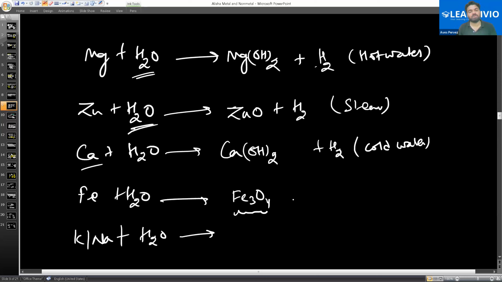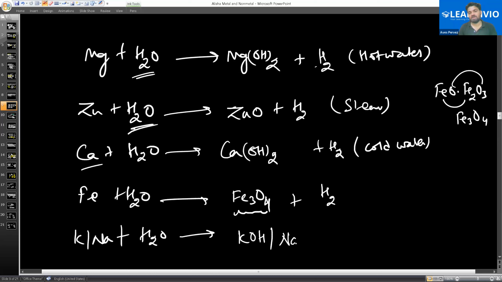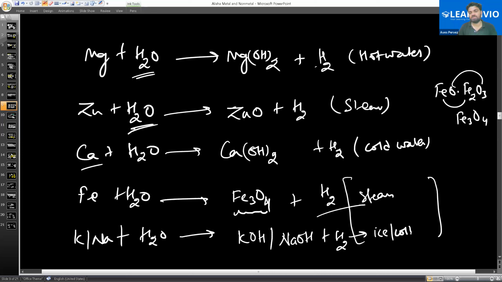You have to memorize this one. This is important. Fe3O4 is a mixture of FeO and Fe2O3. Together this will give you Fe3, and O will give O4, okay? Plus hydrogen gas. And then potassium and sodium will give KOH or NaOH plus hydrogen gas. This one reacts with steam, and this one reacts with cold or chilled water or ice, any state of water. Okay, understood? Yes or no?